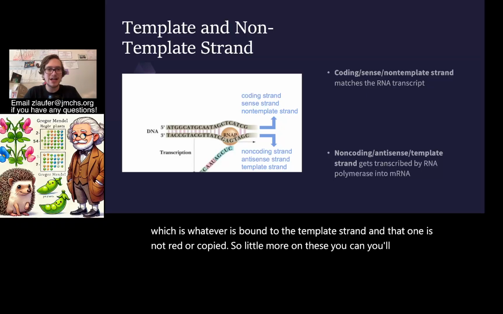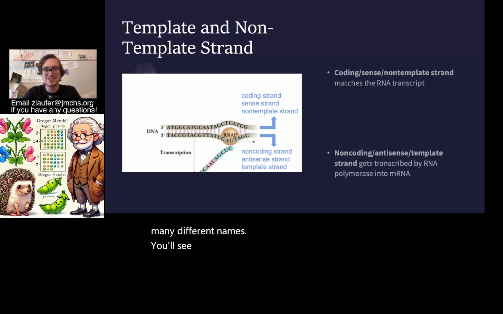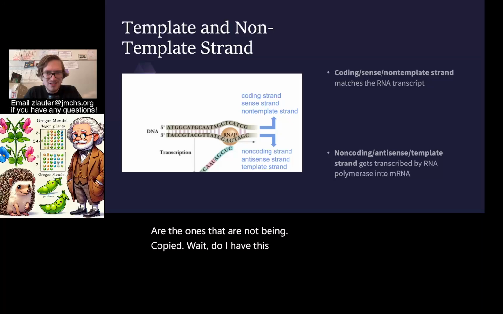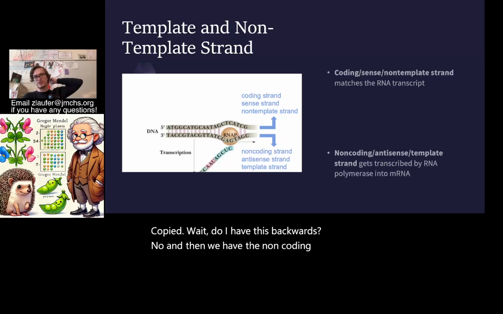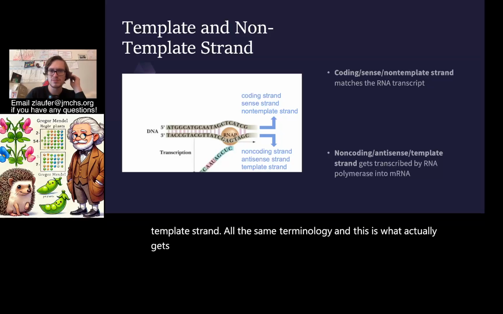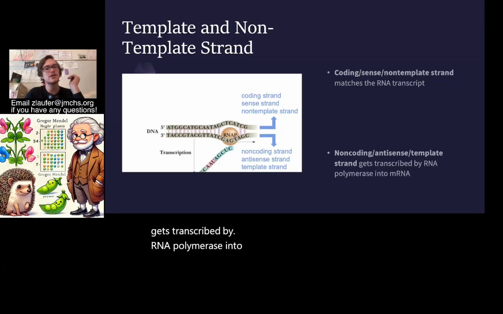So a little more on these. You'll see many different names. You'll see the coding, sense, or non-template strands are the ones that are not being copied. Wait, do I have this backwards? No. And then we have the non-coding strand, antisense strand, or template strand. All the same terminology. And this is what actually gets transcribed by RNA polymerase into mRNA. So three different names, just be aware that they're all there.